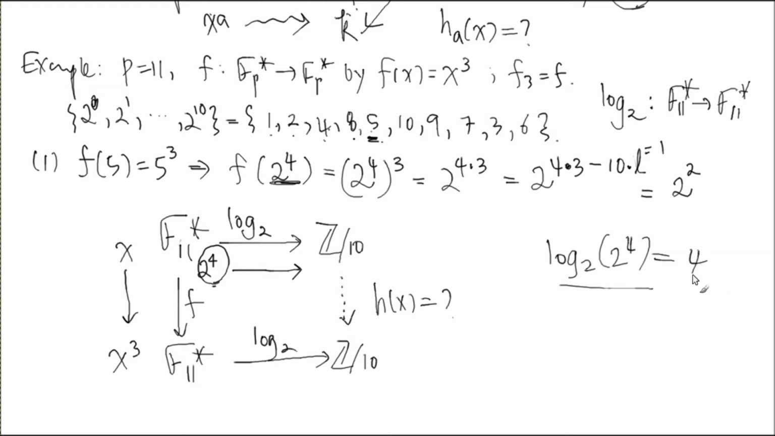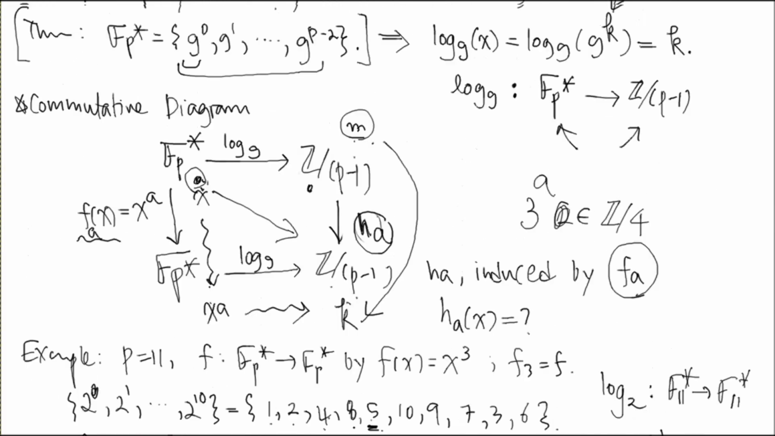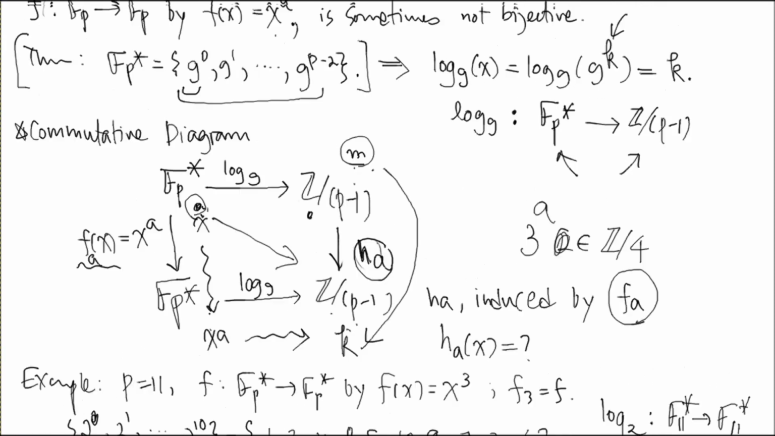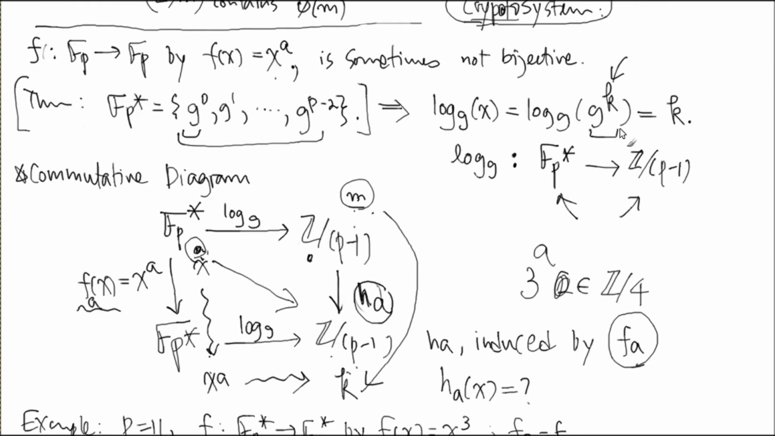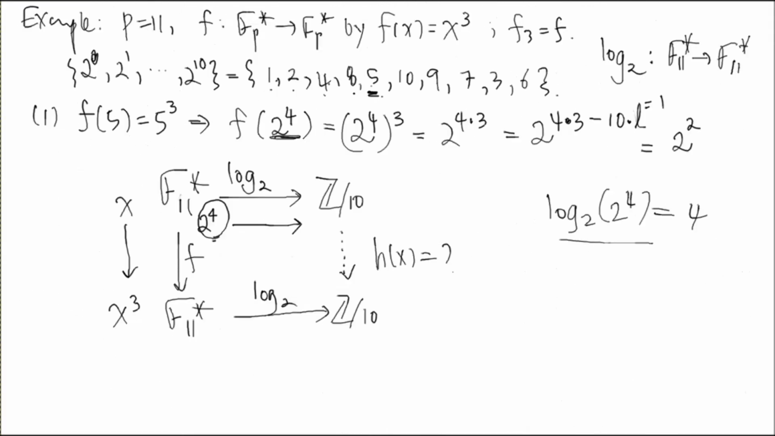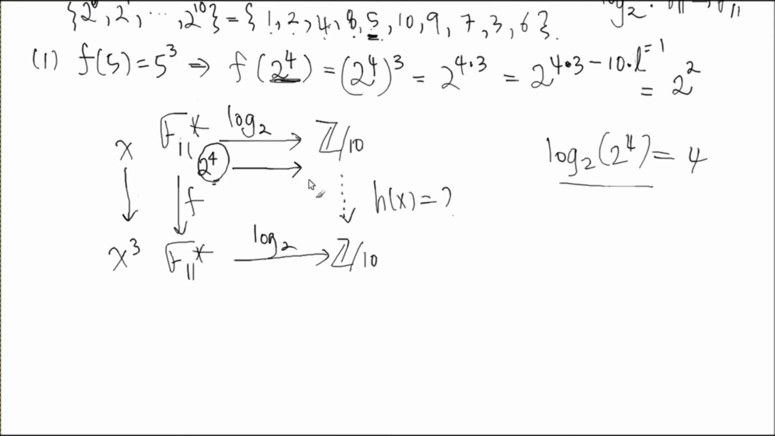This is 4, right? Log 2 of 2 to the 4th is 4. So it looks just like the real number log function, right? Does that make sense? All right. So that's the definition. Let's go back to the definition of log g here. If you happen to write your input as a power of g, then log picks up that exponent, right? So that's what the log map is, a lot like a real number log map. So where does that go? 4 there, right? Good?